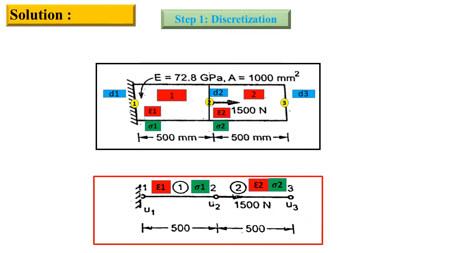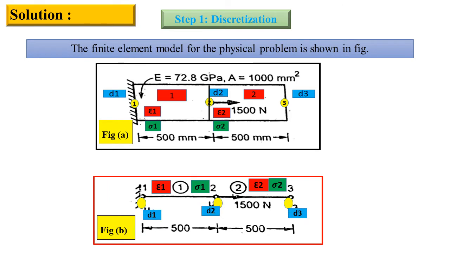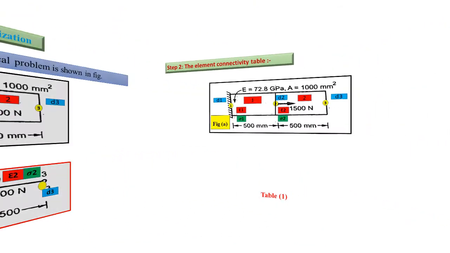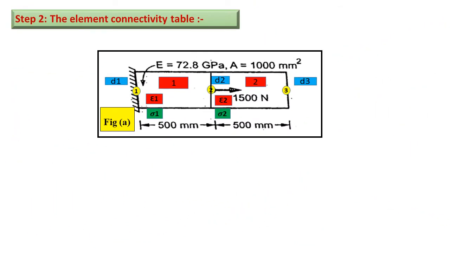The first step is always discretization. Here we can see that the physical problem is represented in terms of a finite element model. Figure A represents the physical problem, while figure B represents its discretized finite element model, showing displacement, strain and stress, and their node positions. Step number 2 is element connectivity.